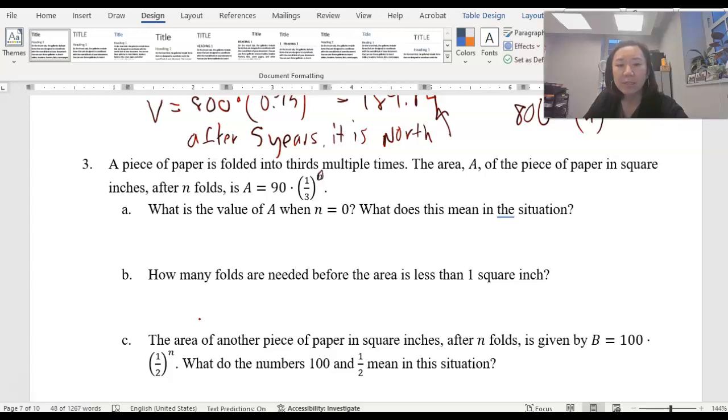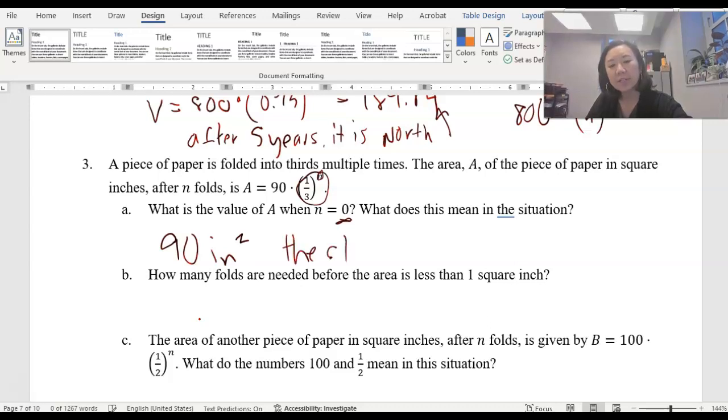So we can plug this in and we'll know that this equals 1, because anything to the 0th power is 1. But we also recognize that 0 means it's the original value, right? So it would be 90, and it's in square inches. So 90 inches squared, and this is the starting size of the paper.